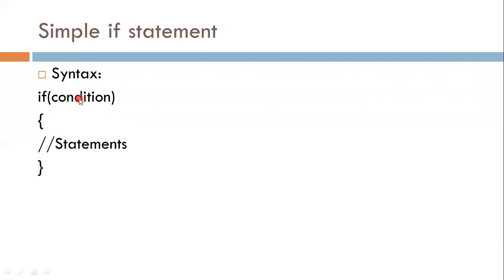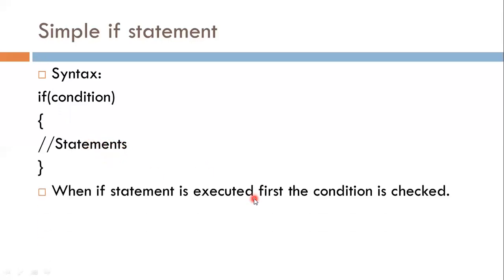If the condition is true, then it goes inside the bracket and executes all the statements, and after that it comes out from the bracket. If the condition is false, then it never goes to the statements, so the statements will not be executed.